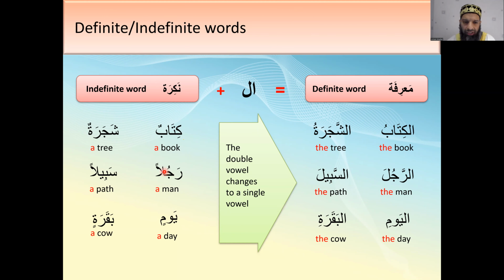Whenever you get a double ending, remember I said last week, it shows you that it's a noun. Verbs don't have double endings, right? Okay.